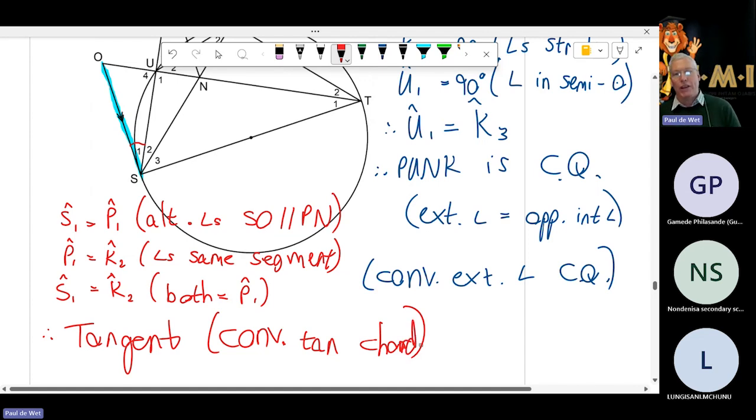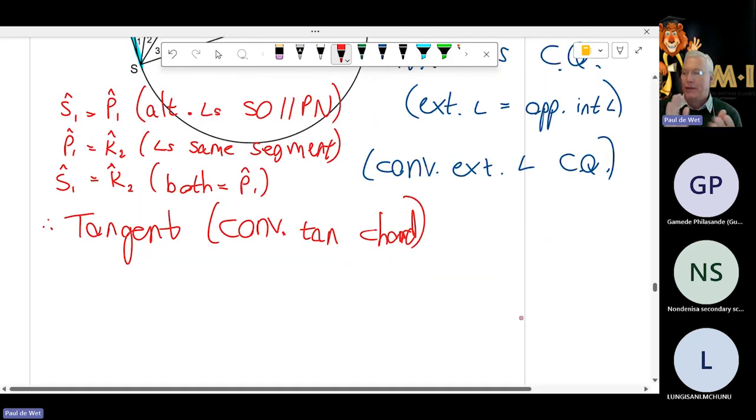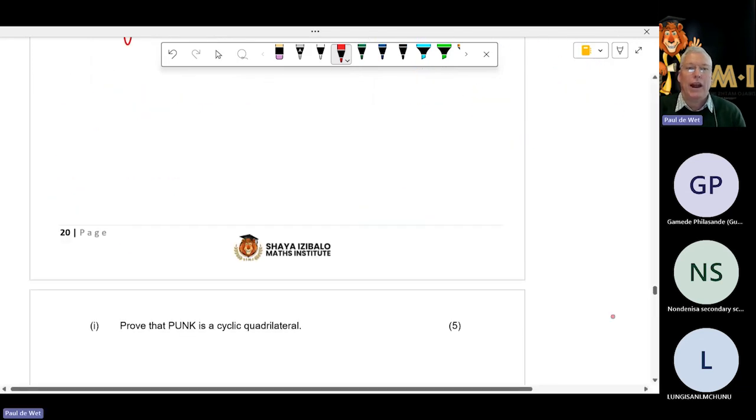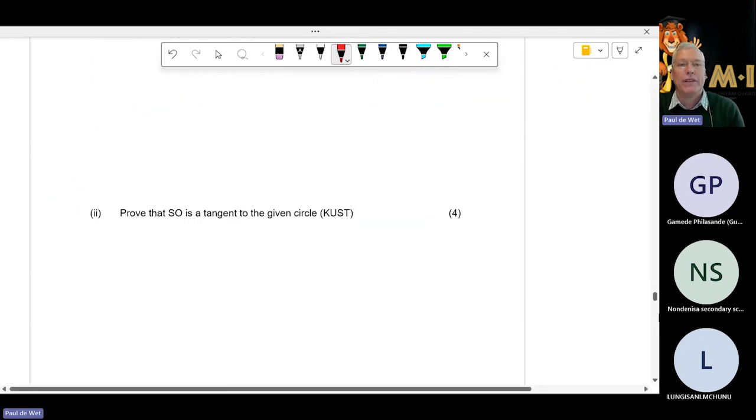If it's a tangent, the angles are equal. If the angles are equal, it must be a tangent. Well done. Very nicely explained. So that's that question there.